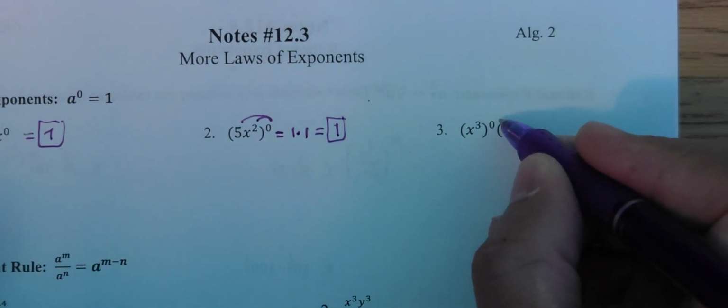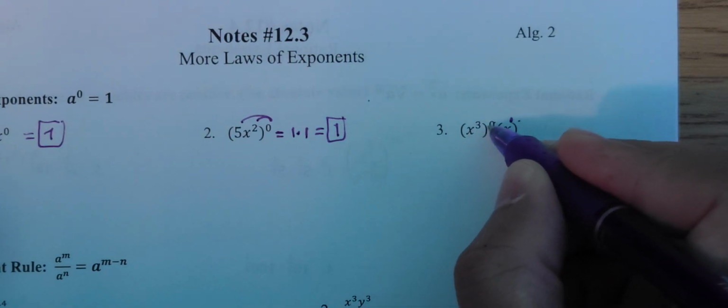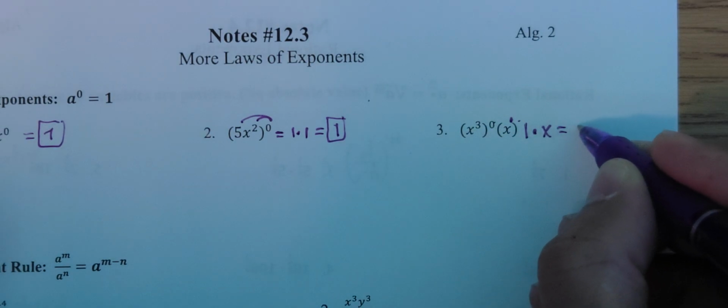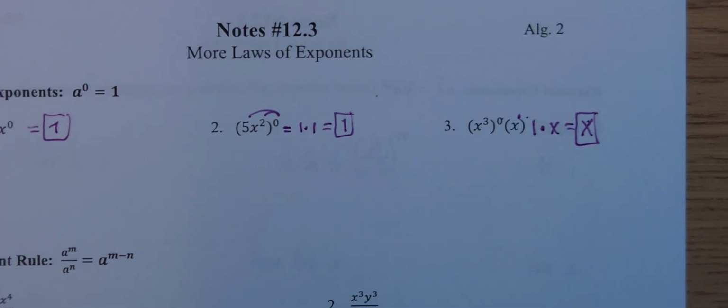What about number 3? This is to the 0 power. This is x to the first. So then this becomes x to the 0 power, which is 1, times x to the first power, which is just x. So that's the answer to this one, okay?